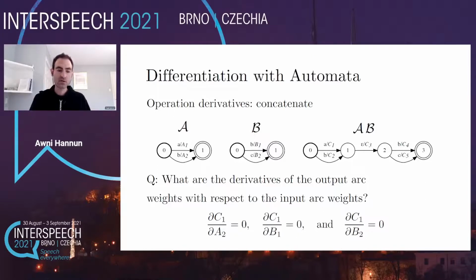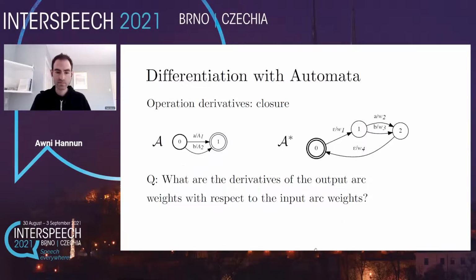Now, there are also zero derivatives. For example, if we want the derivatives of C sub 1 with respect to all of the other input arcs, those will all be zero. C sub 1 is not influenced by changes in A sub 2, B sub 1, or B sub 2. Any changes in those arc weights will not change C sub 1 at all. The slope is zero, the derivative is zero. So that's how differentiation for concatenation works.